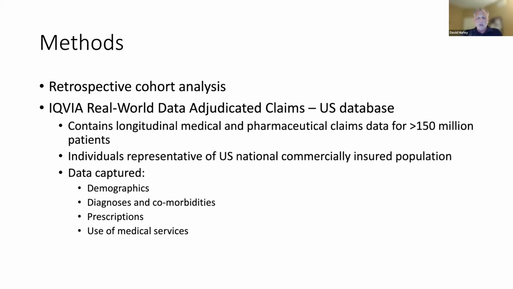Our hypothesis was that return to function would be more rapid and analgesic use would be lower in patients treated with Collagenase Clostridium histolyticum for Dupuytren's contracture compared to those treated with fasciectomy. To examine this hypothesis, we did a retrospective cohort analysis using the IQVIA real-world data. It's an adjudicated claims US database containing longitudinal medical and pharmaceutical claims data for, I believe, greater than 150 million patients. Now I can see it, thank you. These individuals are representative of the US national commercially insured population. It does not include Medicare. The data captured are demographics, diagnoses and comorbidities, prescriptions, and the use of medical services. Next slide, please.